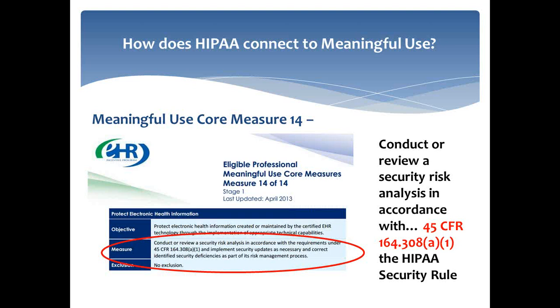And what's confusing is the government terminology. The government, for whatever reason, and this is the Office of the National Coordinator that runs the Electronic Health Record Incentive Program, didn't use plain English when they created this rule. So it talks about conduct or review a security risk analysis in accordance with, and then it says 45 CFR 164.308(a)(1). That's government lingo for the Code of Federal Regulations section for the HIPAA security rule.